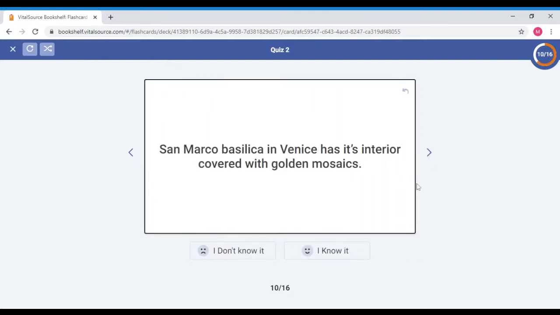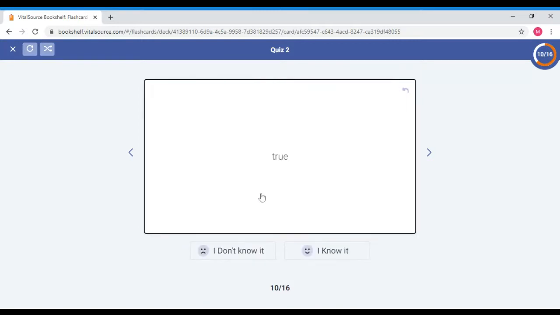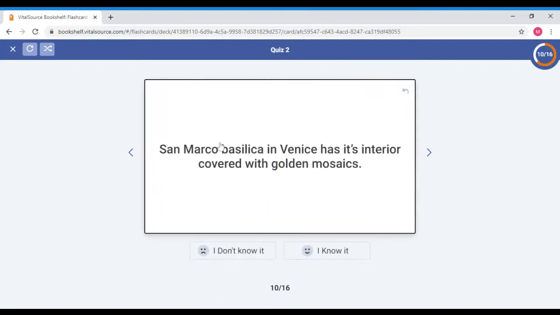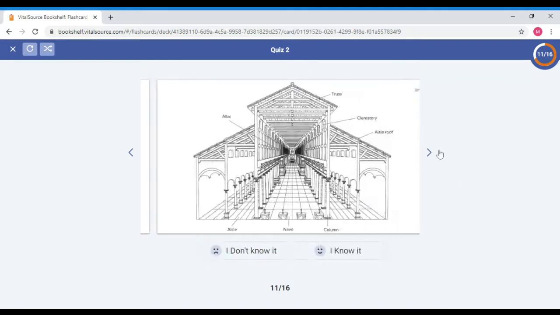San Marco Basilica in Venice has its interiors covered with golden mosaics. The answer is true. I'm giving you the answer to this one because we didn't really talk about it too much. It'll help you. But inside there are mosaics.